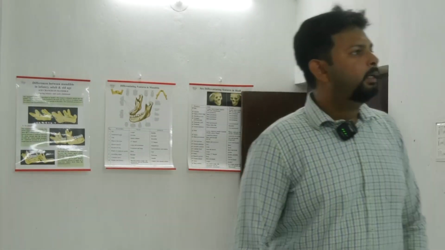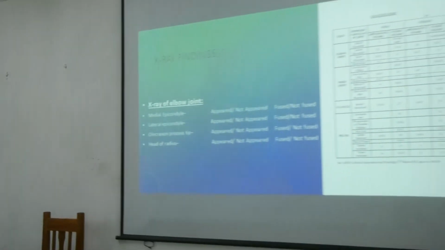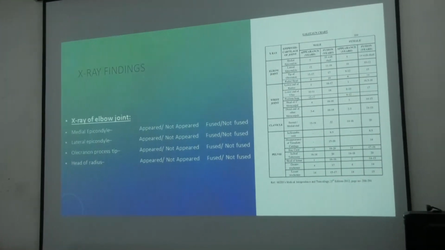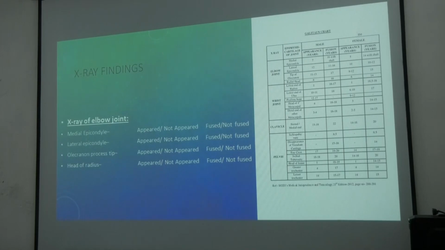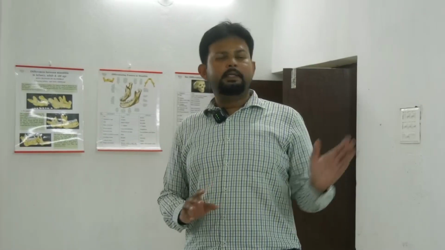Galstaun did a study on the Bengali population and got the parameters, which means from the data of that study, we know when fusion and appearance happen in the Bengali population. It is accepted by the Calcutta High Court. That is why the chart is important.